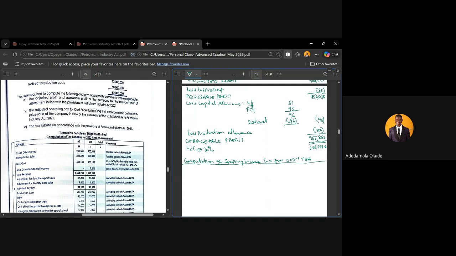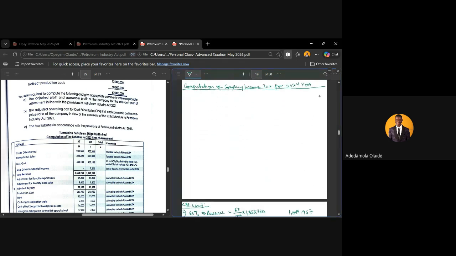Okay, to calculate company income tax, we'll have what? We can either use a simplified approach, but I don't advise this in exam. What will be the simplified approach? I'll say revenue as per hydrocarbon tax computation. That's 1,553,780.